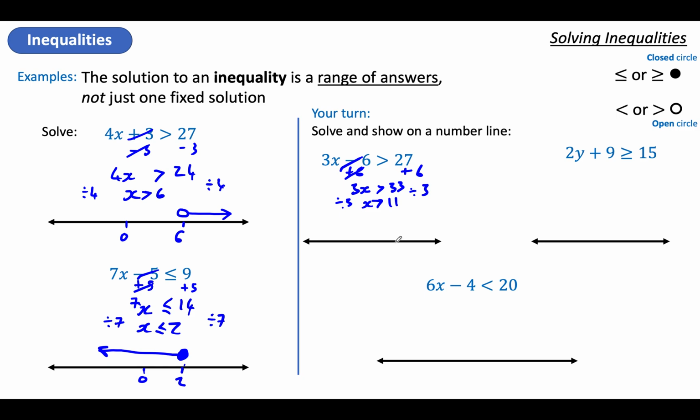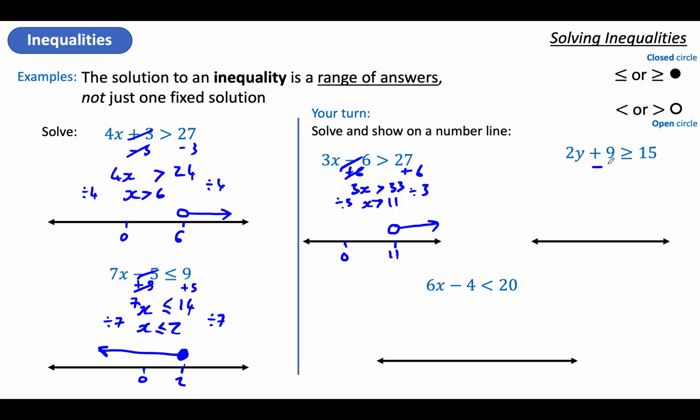Now to show that on my number line, mark where the number is, 11. You might want to put where 0 is. Put any other numbers you like, but 11 is the important one. Because it's only bigger than 11, not actually equal to 11, I do an open circle and point to the numbers that are bigger than 11 to the right.